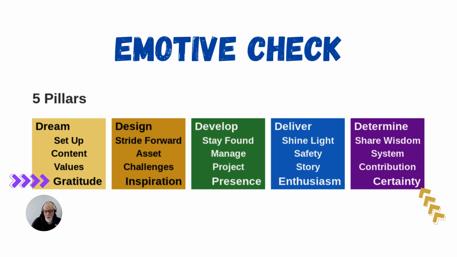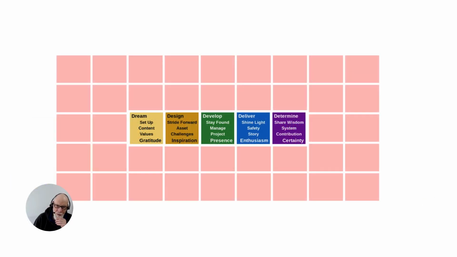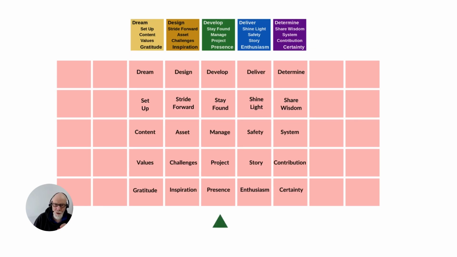In the background, you want to do a check and balance around the emotions, and that can go into the recipients of your project, the contributors to your project, the funders to your project, whatever it might be. And you're looking at the gratitude, the inspiration, the presence, enthusiasm, and certainty. So what's possible here is if you take these pillars and you put them on a 9 by 5 grid, then what you do is you drop them in this fashion.